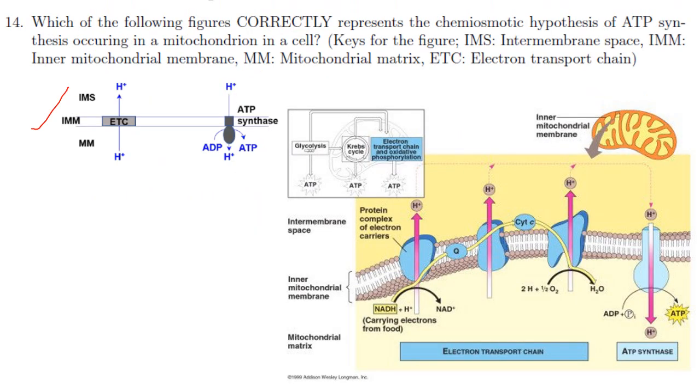Then which of the following figures correctly represents the chemiosmotic hypothesis of ATP synthesis occurring in a mitochondrion in a cell?